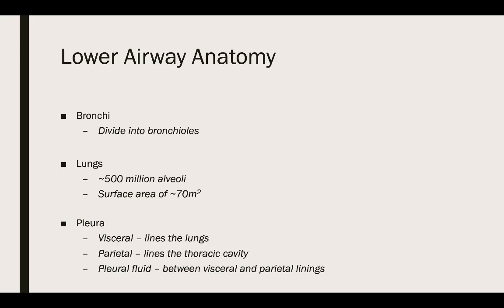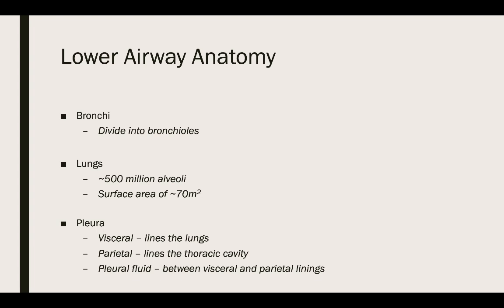So we've got a visceral pleura and we have a parietal pleura. Our visceral pleura is attached to the lungs, kind of lines the outside of the lungs. Our parietal pleura lines the thoracic cavity. So each of these rub against each other when we inhale and exhale. We've got a little bit of rubbing going on.